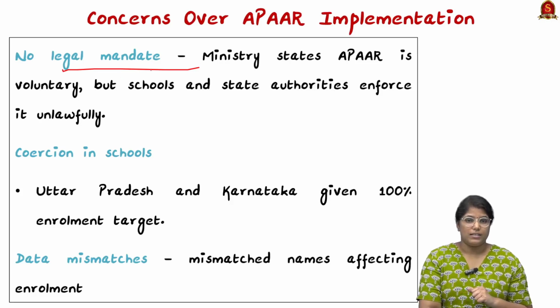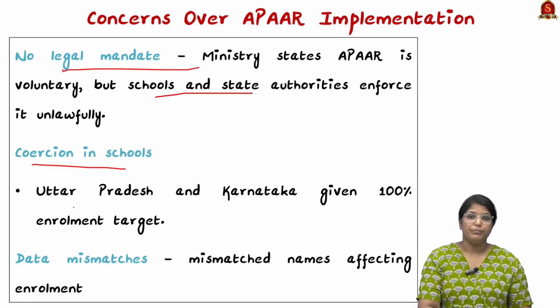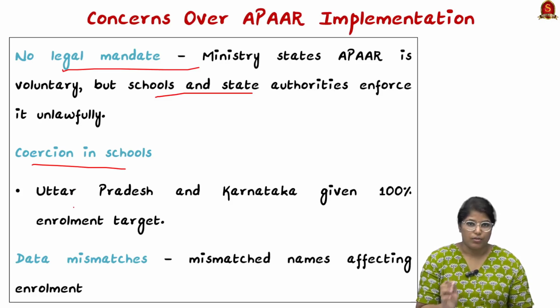And this is actually a very big concern, because a lot of schools and state authorities are enforcing it unlawfully. So this is a very big legal mandate issue. Secondly, coercion in schools. A lot of states like Uttar Pradesh and Karnataka have given a 100% enrollment target, which is actually pushing people to get themselves enrolled mandatorily, which is also an issue.